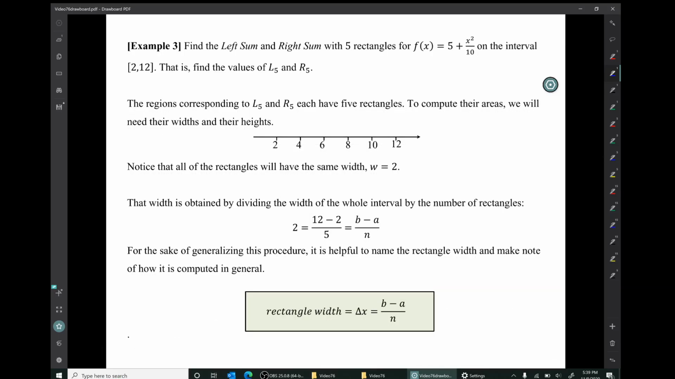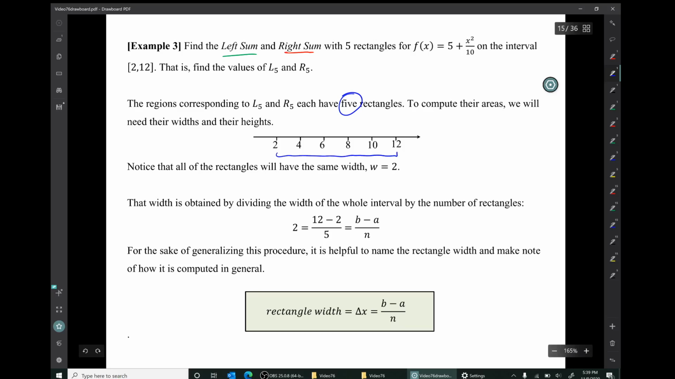So example 3 is to find the left sum and the right sum, each with 5 rectangles, for this function f of x equals 5 plus x squared over 10 on the interval 2 to 12. That is, find the values of L5 and R5. Well, the regions corresponding to L5 and R5 each have 5 rectangles. To compute their areas, we'll need to know their widths and their heights. So let's start by thinking about the widths. The rectangles are going to be parked on the interval from 2 to 12.